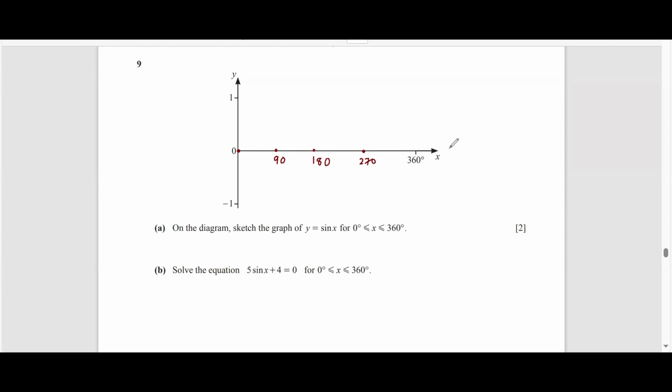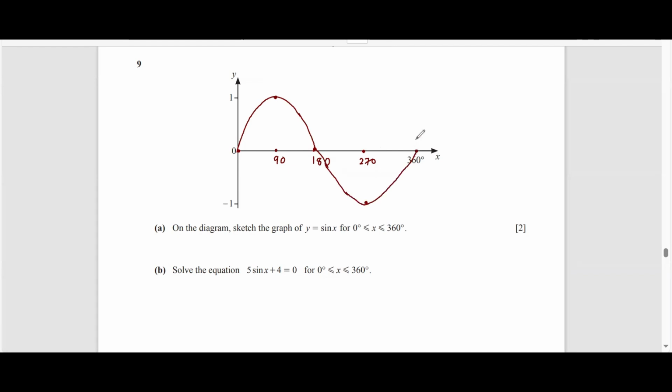270, and 360. So we know sin 0 is 0, sin 90 is 1, sin 180 is 0, sin 270 is minus 1. If you don't know, you can just put that in the calculator. Sin 270, you'll get the value as minus 1. And finally, sin 360 is 0. You just have to join these points in order to get the graph of y equals sin x in the range of 0 to 360.